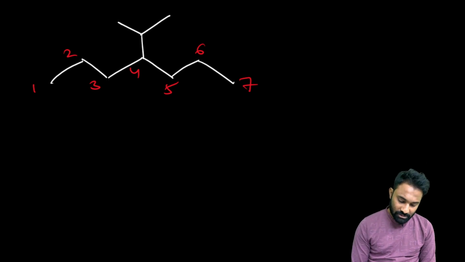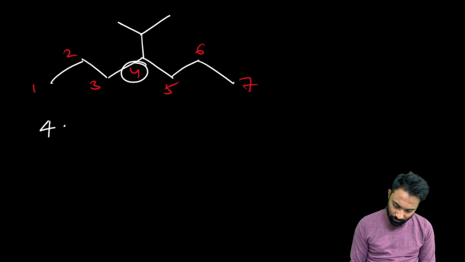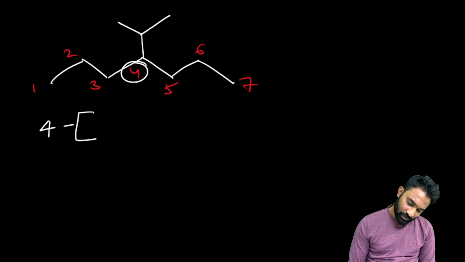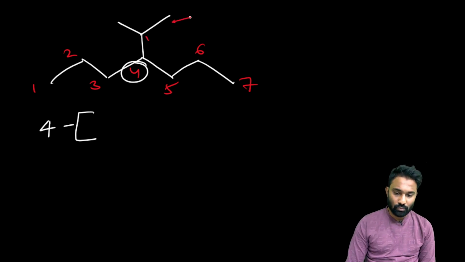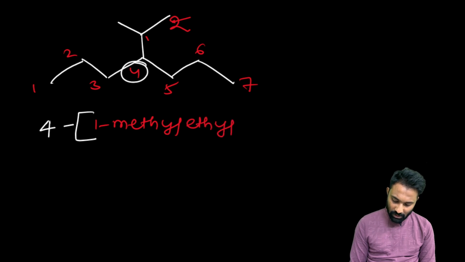Then what is the first point I said? Complex substituent should be represented in the square bracket. Now at which position is it there? 4th position it is there. So 4. Next it is to be represented in the square bracket. Now what is the complex substituent? This one, this is 1 and this is 2, right? Then complex substituent 1 methyl, 2 carbons means ethyl. Done. 1 methyl, ethyl, and we have to close the square bracket and followed by the parent carbon chain.